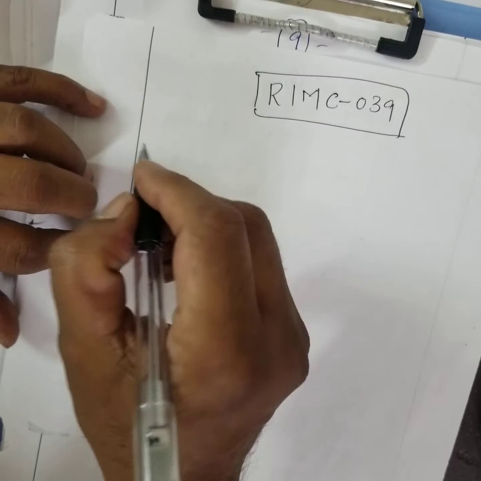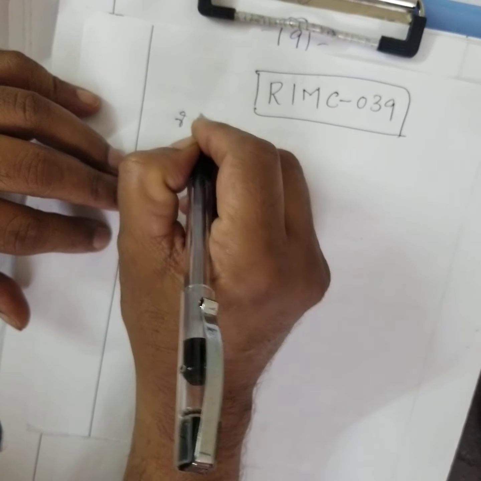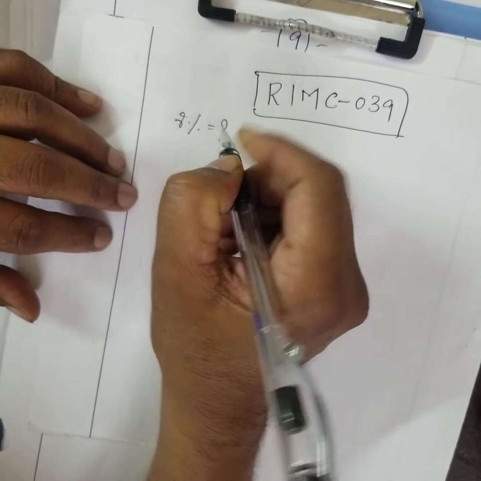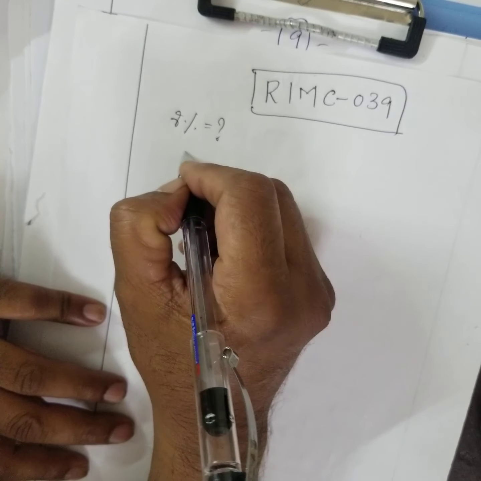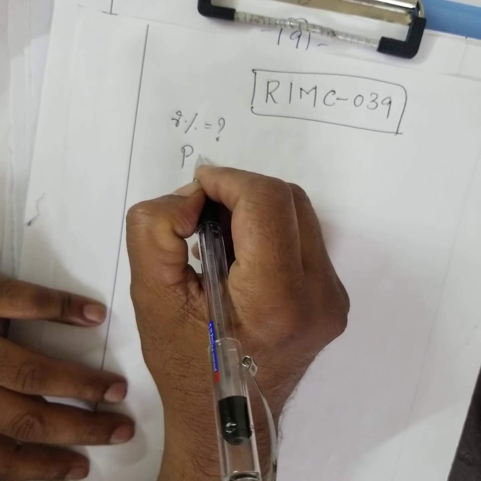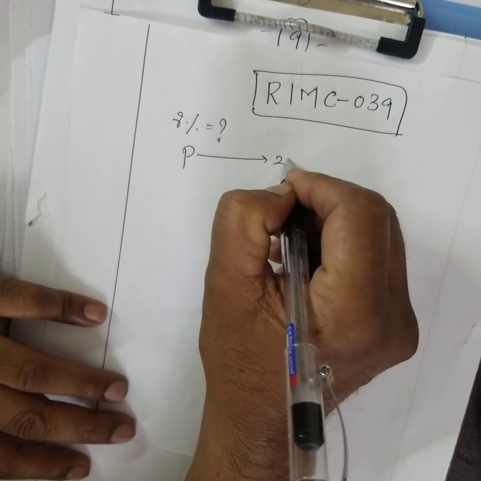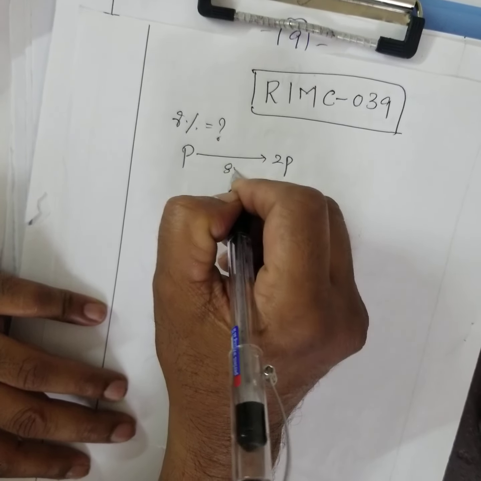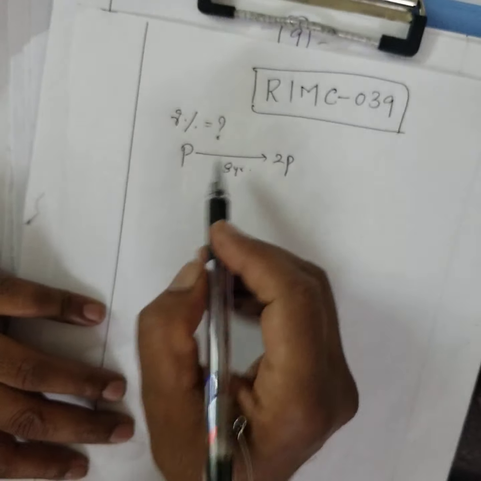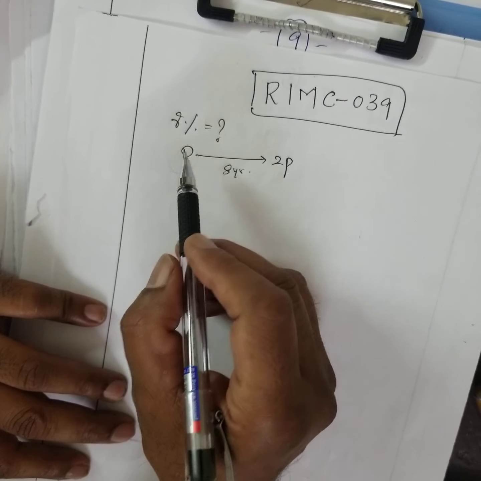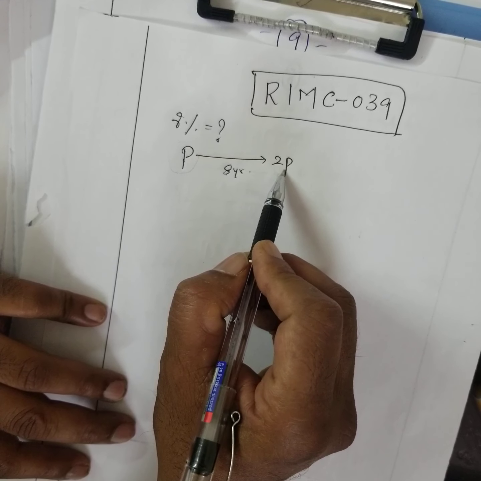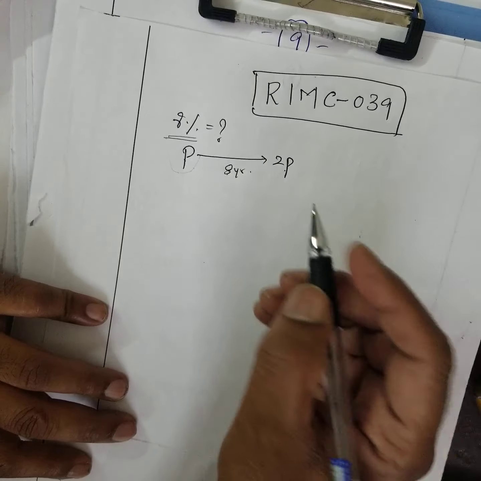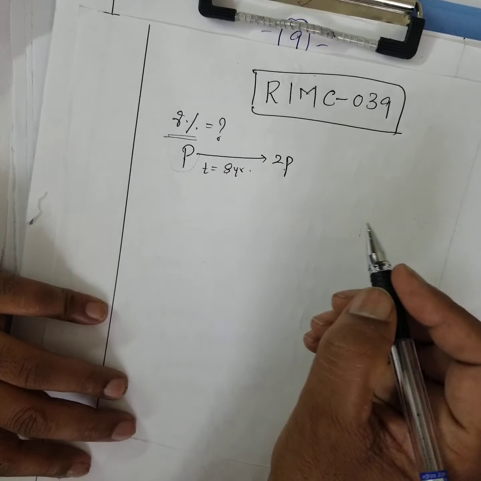On a sum, at what percentage per annum will a sum of money be doubled in 8 years? Suppose I am going to put 10,000 rupees. In 8 years it should be 20,000 rupees. And what should be the interest? Right, that type of sum.